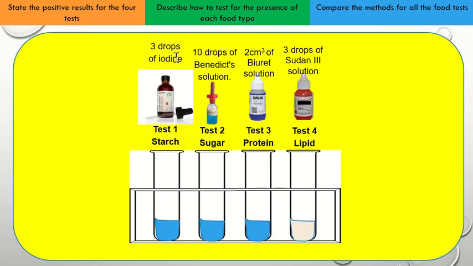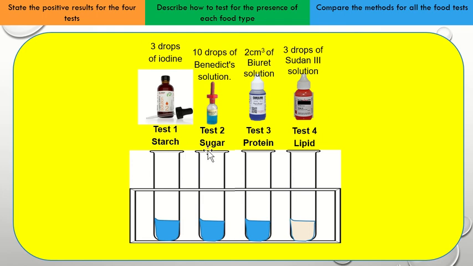So what sort of solution are we going to use to test for starch? That's going to be iodine. For sugar, we're going to use Benedict's solution. For proteins, we're going to use what's called a Biuret solution. And then for lipids, we're going to use Sudan 3 solution. So here you can see each different test and the solution we are going to use for each.